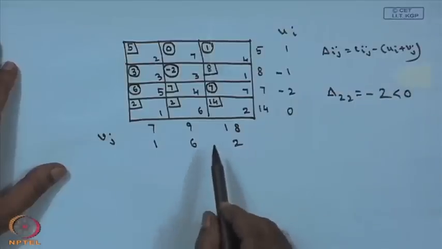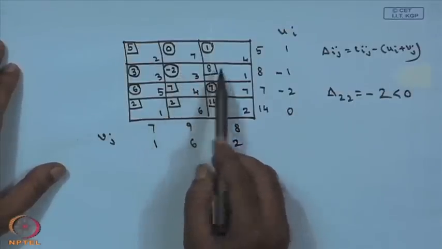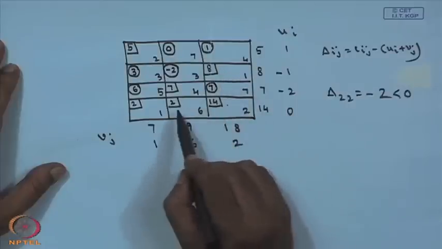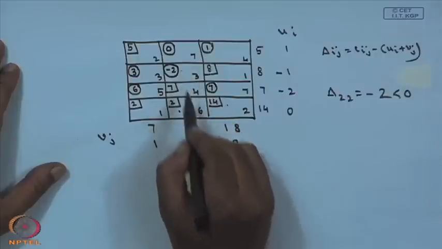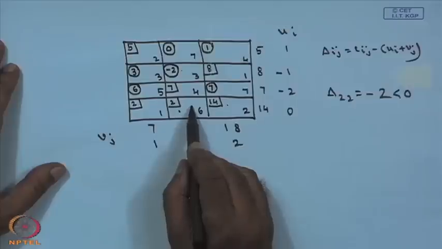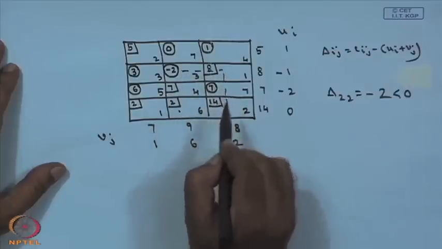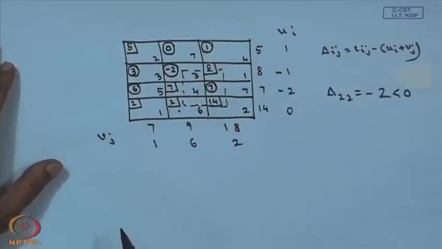So, now you have to form a loop. Associated with this, you have an occupied cell, this is an occupied cell, this is an occupied cell. So, if I traverse something like this way from here to here, from here to here, from here to here, and from here to here, something like this.